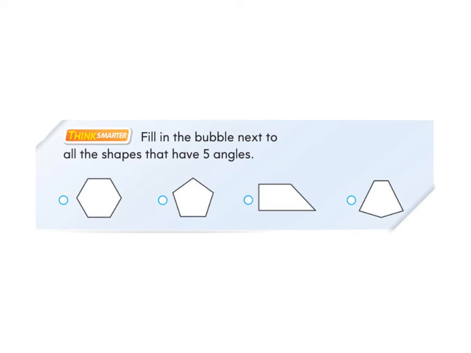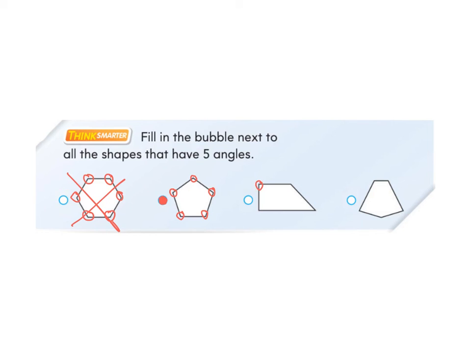All right, fill in the bubble next to all the shapes that have 5 angles. Well, this first one has 1, 2, 3, 4, 5, 6. So that is not right. This next one has 1, 2, 3, 4, 5. So this has 5 angles. So I'm going to fill this one in.